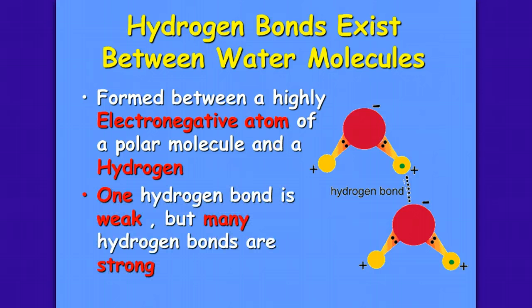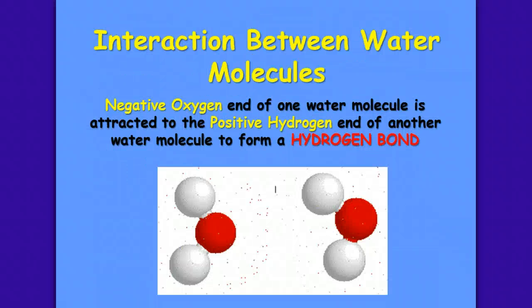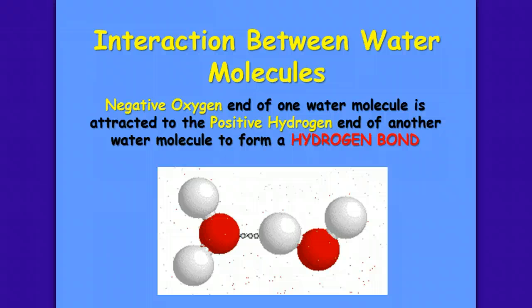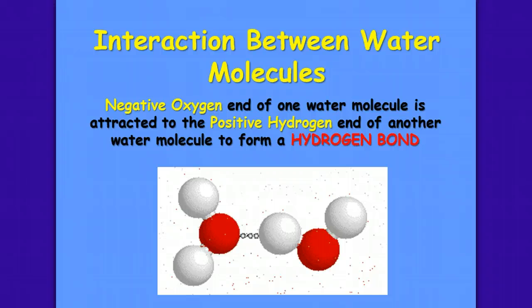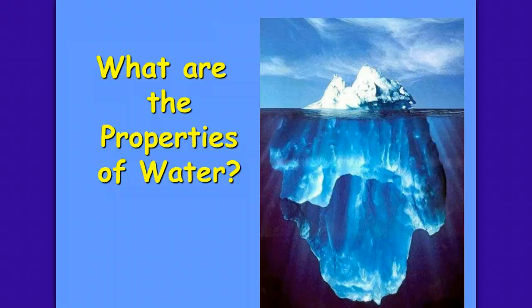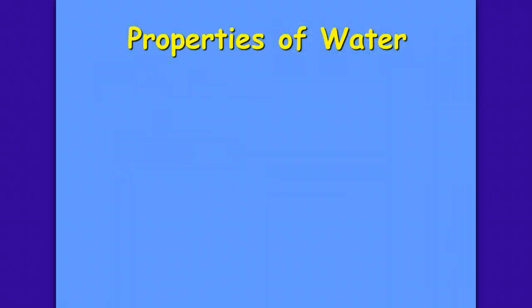One hydrogen bond is weak, but when many hydrogen bonds form, it creates a strong force. So, the negative oxygen end of one water molecule is attracted to the positive hydrogen end of another water molecule to form that hydrogen bond. So what exactly are the properties of water? Why do we need to know about this hydrogen bond that forms between the water molecules?